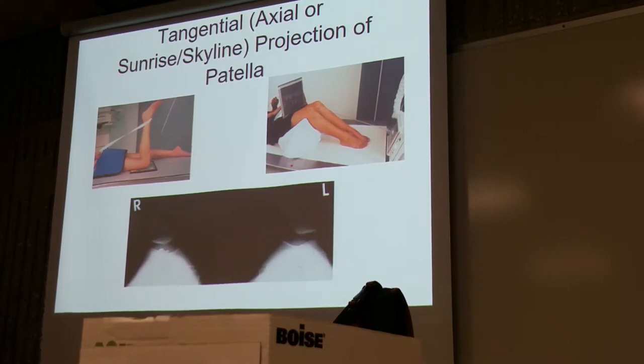Okay, more tangential. These are called the sunrise or skyline views, to isolate the patella away from the rest of the bones. When we're looking at the patella, we can't do a straight shot of it, because the patella sits on top of what? On top of the femur. So when you're doing a straight AP of the patella, you're not going to see it very well because of the distal part of the femur. So we do these skimming projections to isolate the patella from the rest of the bones.